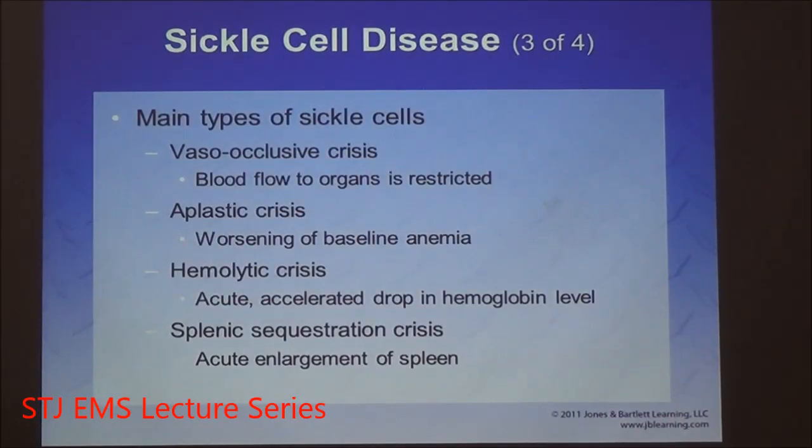So there are different types of sickle cell crises. You have the vaso-occlusive crisis, where the blood flow is restricted. You have the aplastic, so they're not producing enough hemoglobin. The hemoglobin is poor and not transporting oxygen like it should, and we end up with anemia and some hypoxemia. A hemolytic crisis is when you have a drop in hemoglobin levels, another type of anemia that can lead to hypoxia. And then an enlargement of the spleen, a splenic sequestration crisis, that can lead to splenic injury, damage, or even destruction.